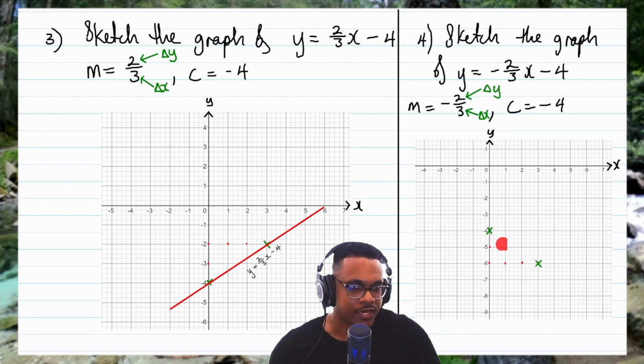So now I have to draw a line connecting these 2 points. So now I'll take my ruler and connect those 2 points. And this will be my graph of y is equal to negative 2/3 x take away 4.